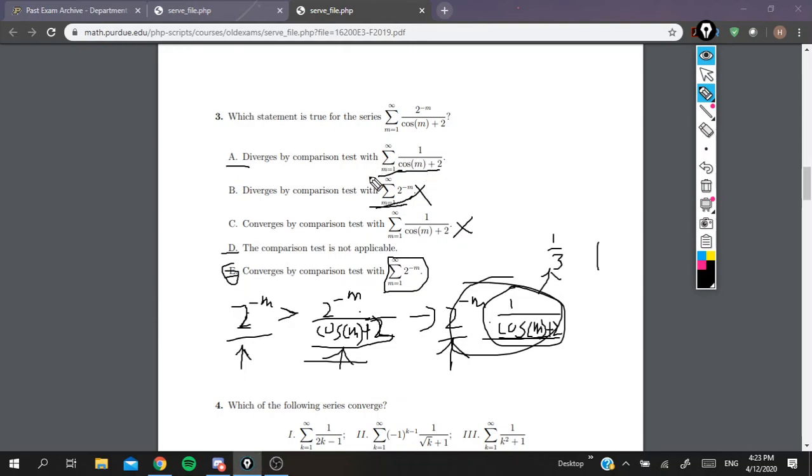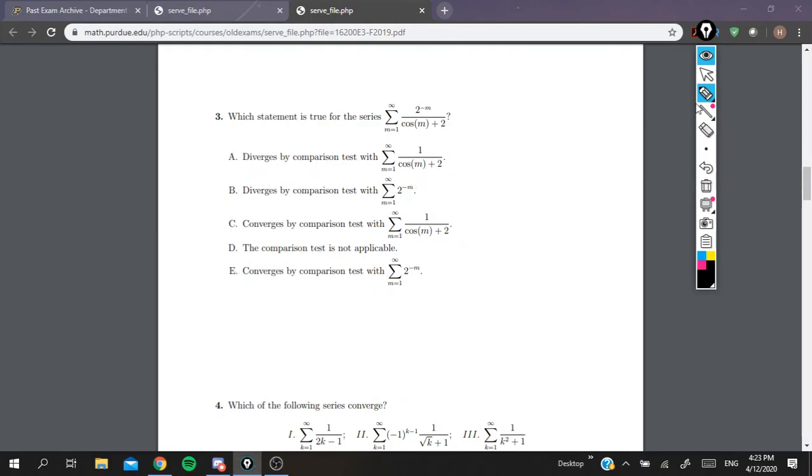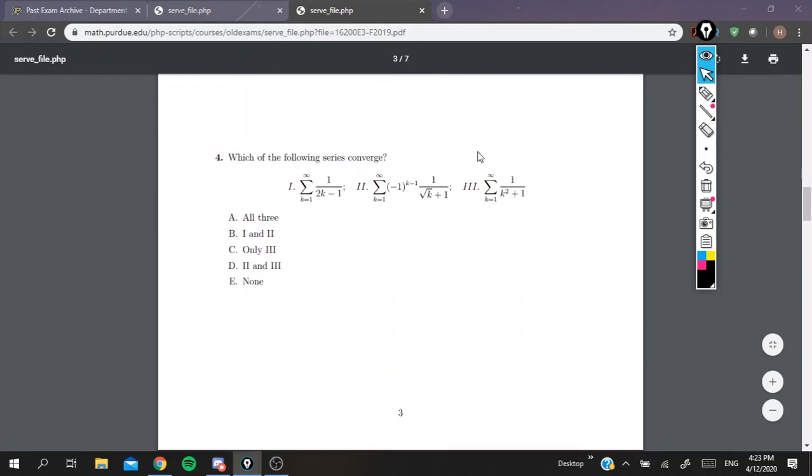And if you're wondering about A, when we compare it with this series, it's the same reason, as this will always be smaller than 1. So when you compare it to a divergent series and it's smaller than the divergent series, it will tell you nothing. The test will be invalid, and it won't tell you that it's divergent. Let's move on to 4.